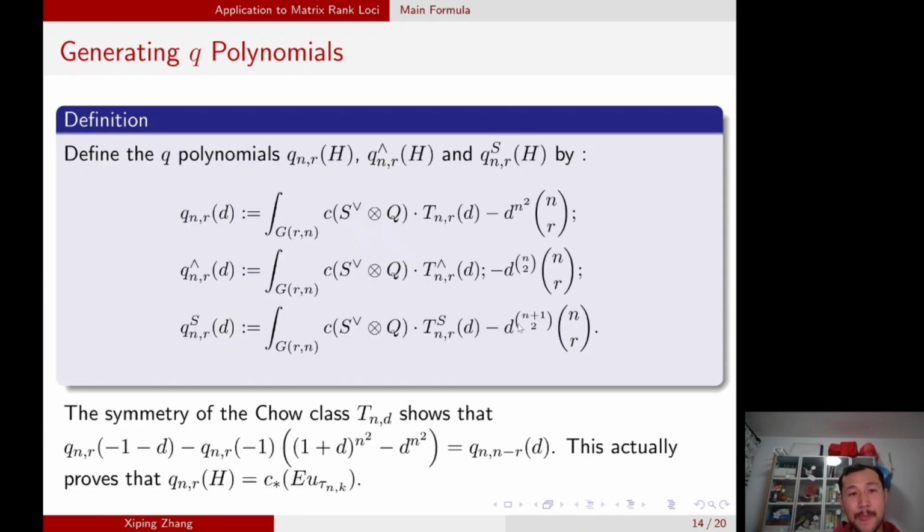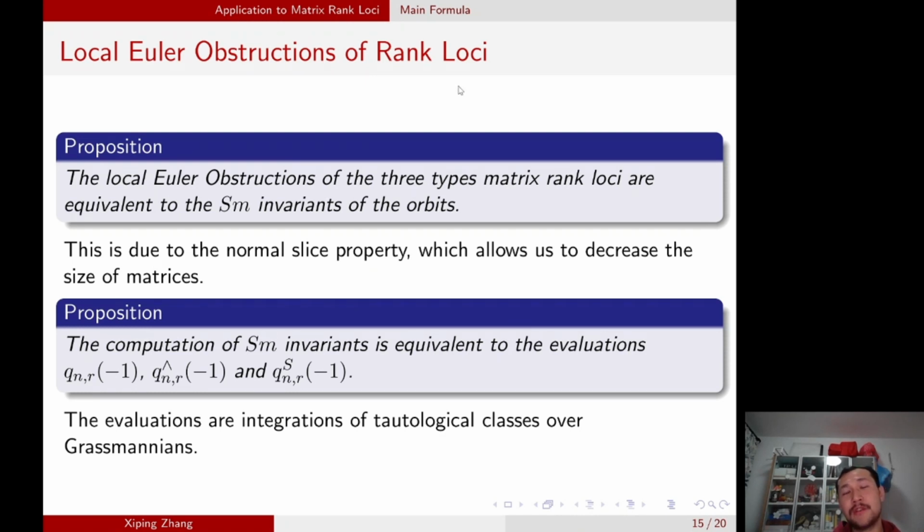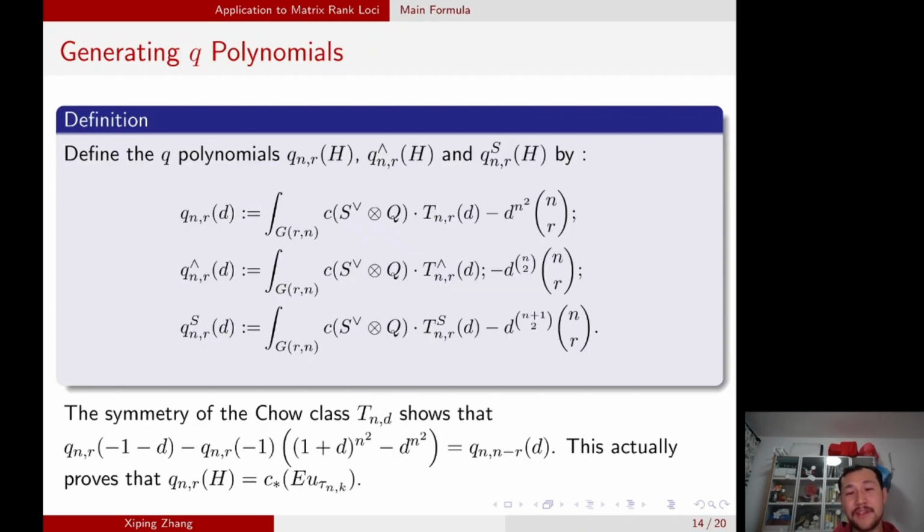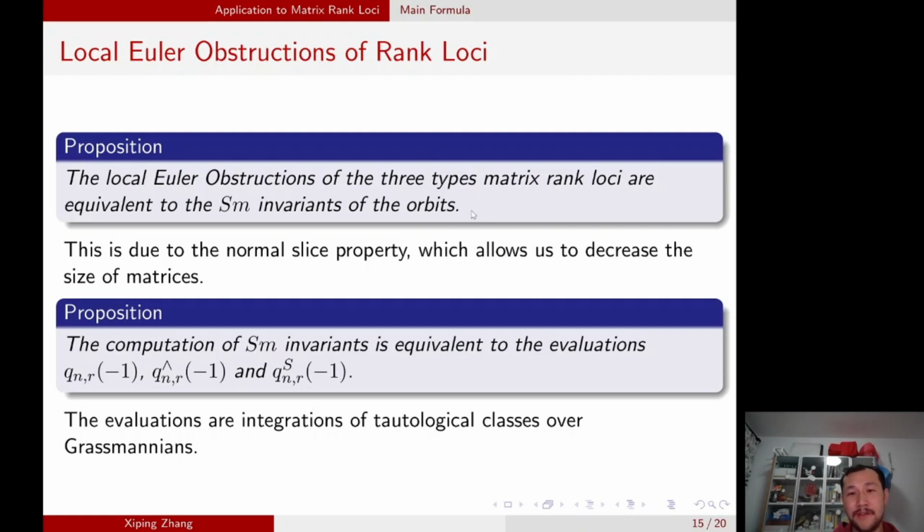Okay. So now let's compute the local obstruction of such rank loci. First we mention here that to compute the local obstruction of the three types of symmetric rank loci, it is actually equivalent to computing the SM invariants of them. This is because of the normal slice property. The normal slice property says that if you want to compute the local obstruction of a bigger-size matrix, it is enough to compute the local obstruction of the smaller-size matrix. And this reduces the number of variables a lot, which means we don't need to know all the information about Chern-Schwartz classes. We only need to know the evaluations at minus 1, which are the SM invariants.